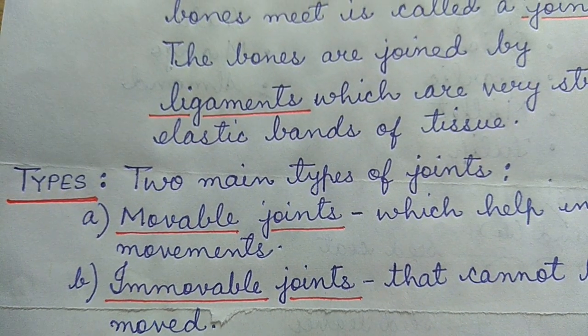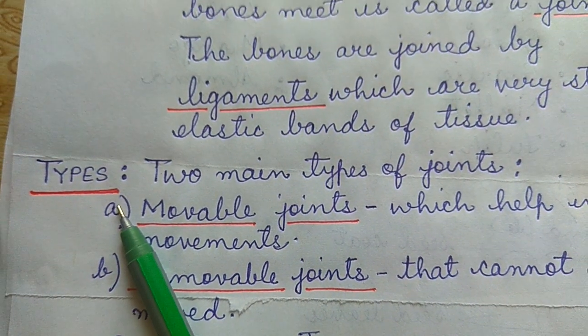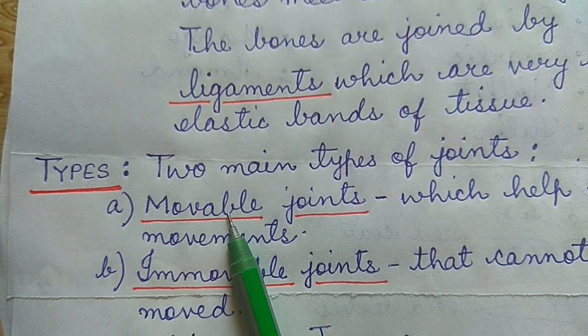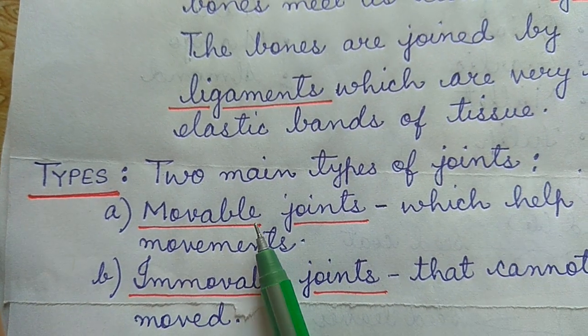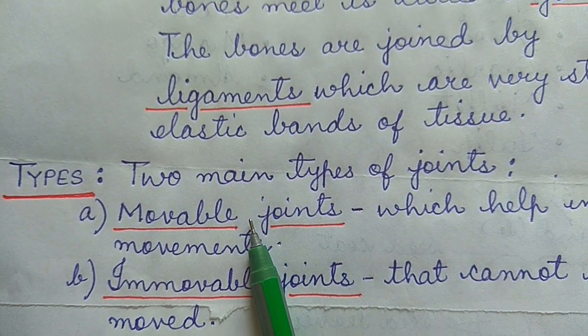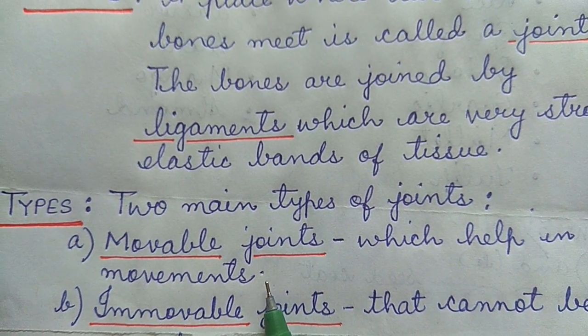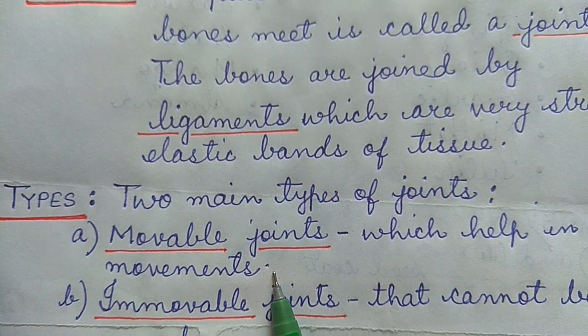Now let us study about the types of joints. There are basically two main types of joints, movable joints and immovable joints. Movable joints, joints which help in movements, are known as movable joints. Example, our arms, legs, etc.